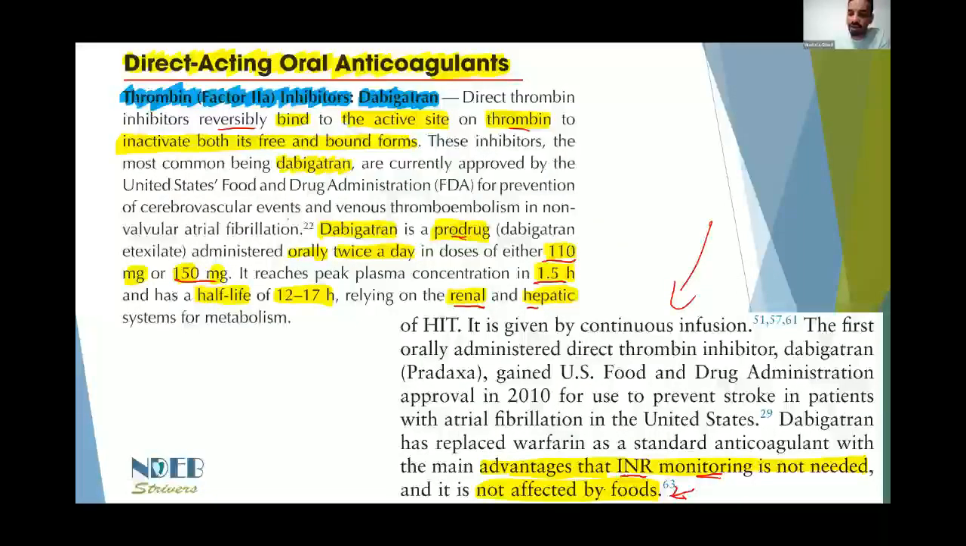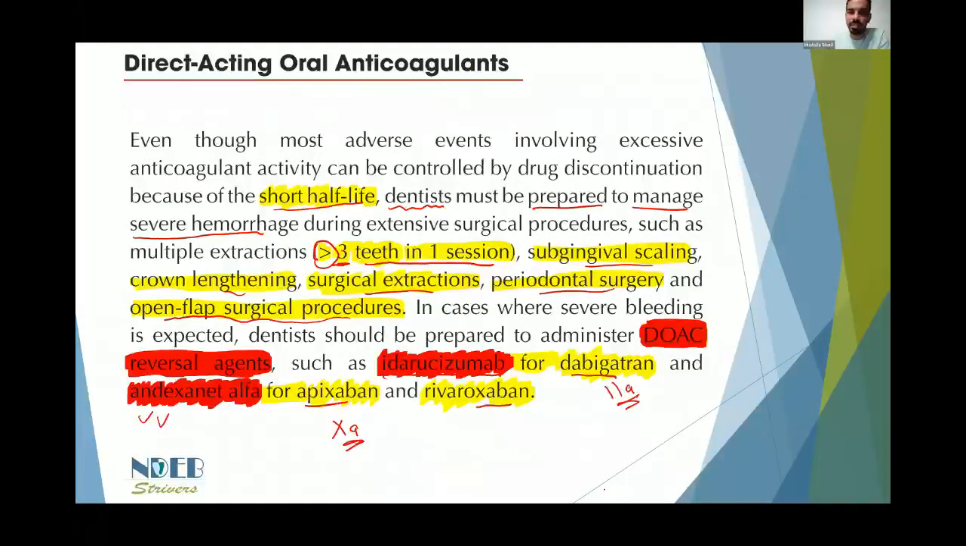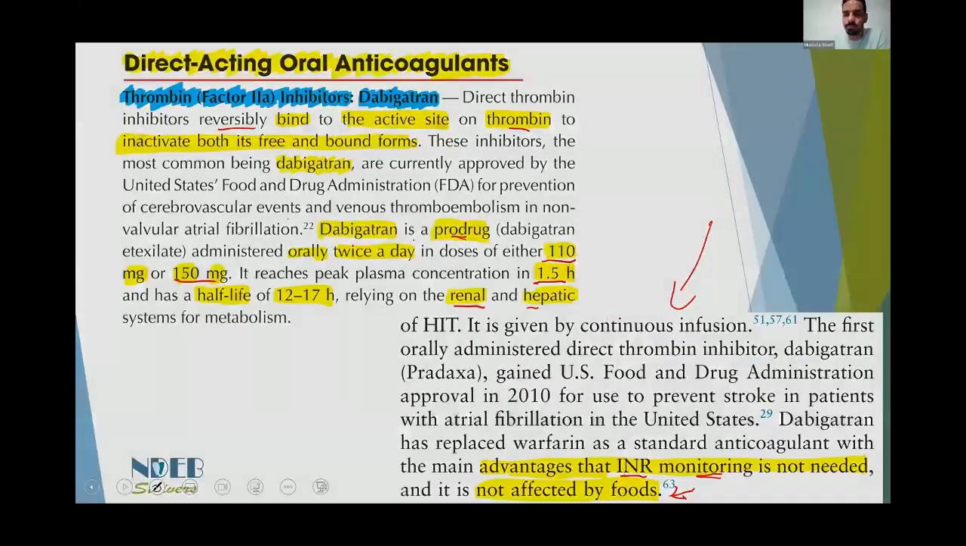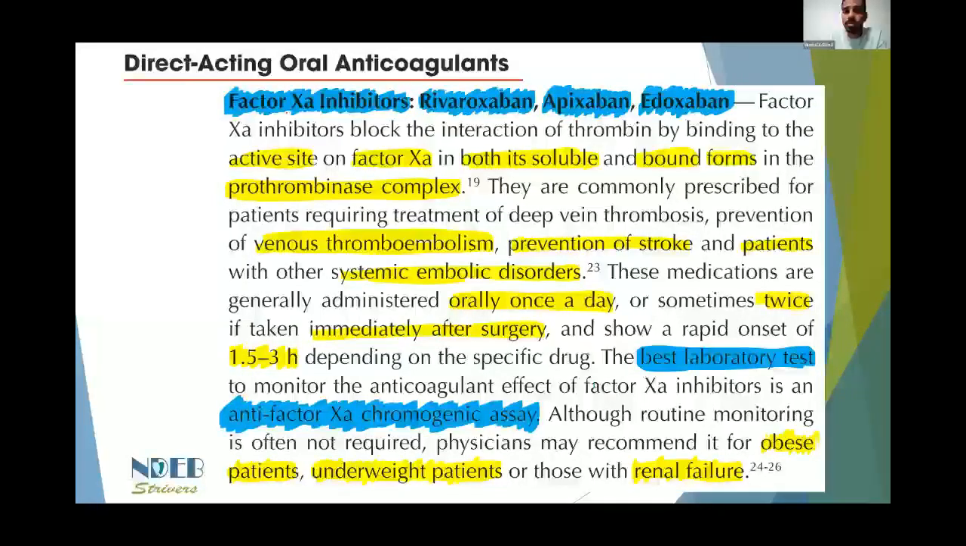And it also has other advantages, right? Like we talked about a lot of advantages here: swift elimination, onset, therapeutic range, all those are advantages. Here, let's talk about factor 10, the active form of it, the inhibitors for that.